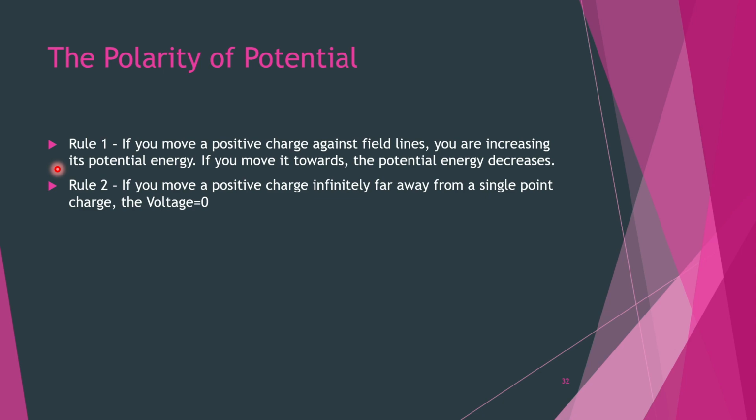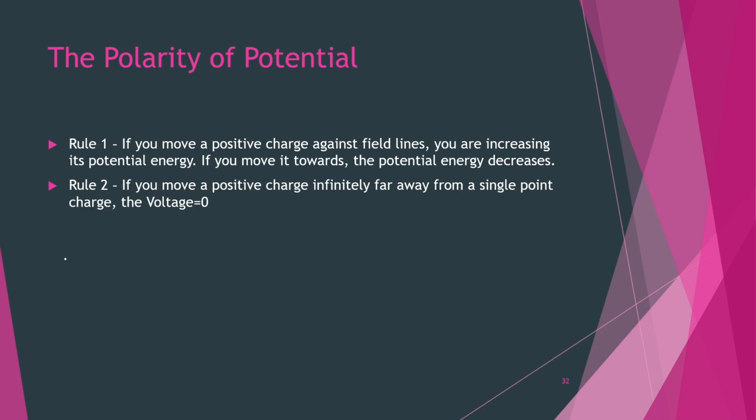The second rule is that as you move a positive charge infinitely far away from a point charge that it's near, eventually the voltage becomes 0. However, technically, for a voltage to be 0, the charge would have to be infinitely away from the source of the electric field. And because a positive charge will interact differently to an electric field generated by a positive or negative source, then its potential will also act differently as well.